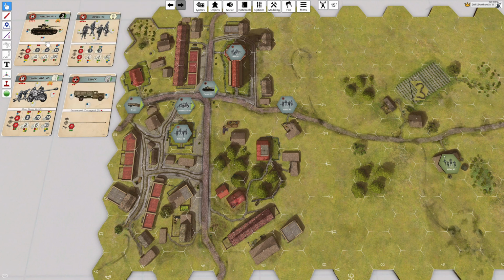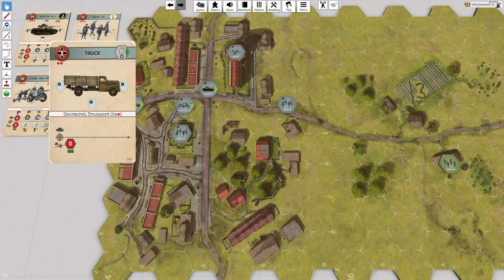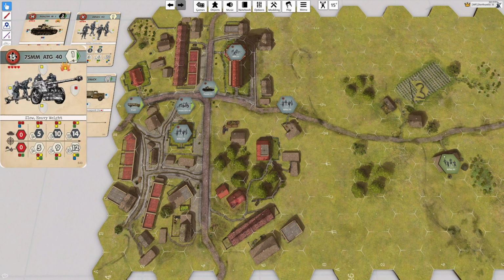For example, you have a tank. The tank has a movement allowance of 3, and you see the tracked symbol for tracked movement. You see here a truck. It has a movement allowance of 6, and it has a wheel symbol, so wheeled movement. And you see an anti-tank gun, which has 1 movement allowance, and you see an artillery symbol for artillery movement.